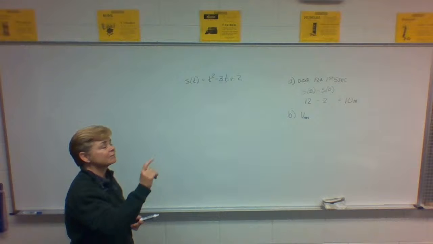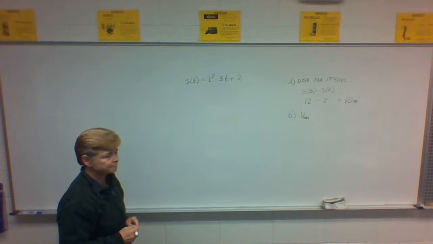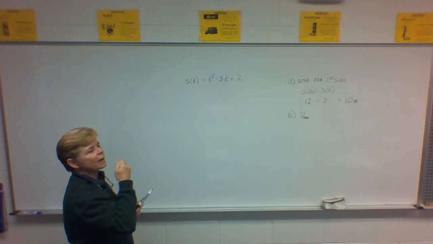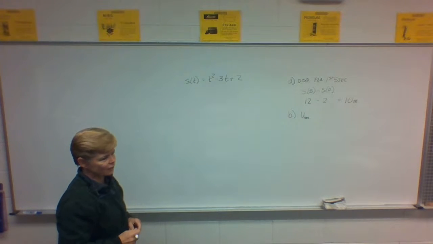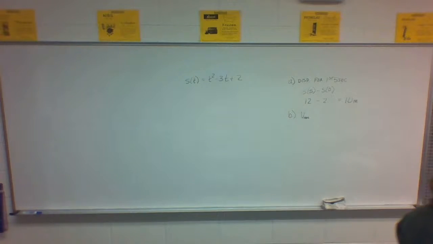Actually, sorry. Average velocity is not distance over time. It's displacement over time. It takes into account all the moving forward, moving backward, moving forward. It averages all that stuff together if you do displacement over time. And this says, what's the average velocity for the first 5 seconds?